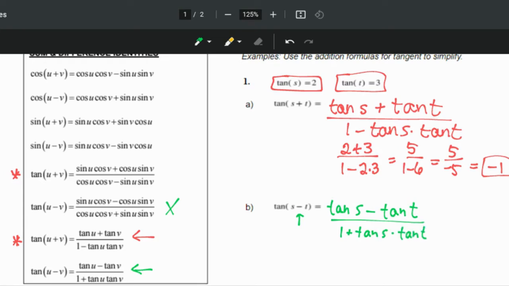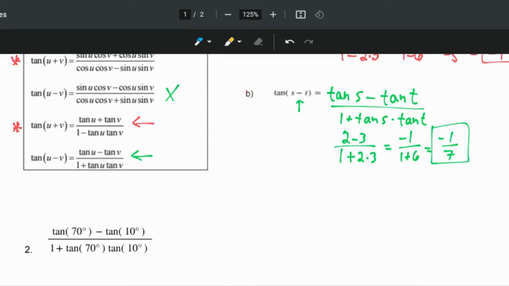And then we just have to substitute using the values from above. So we have 2 minus 3 over 1 plus 2 times 3. And that gives me negative 1 over 1 plus 6, which is negative 1 over 7. And that would be your final solution.